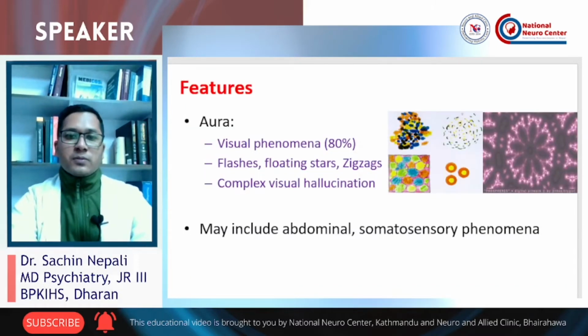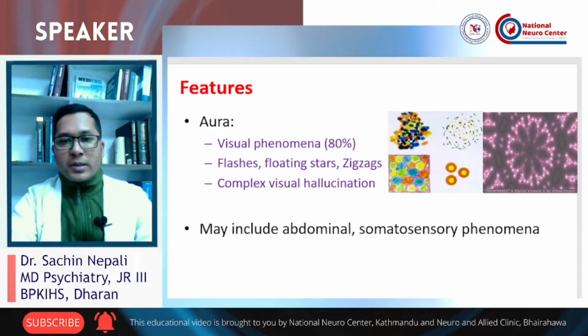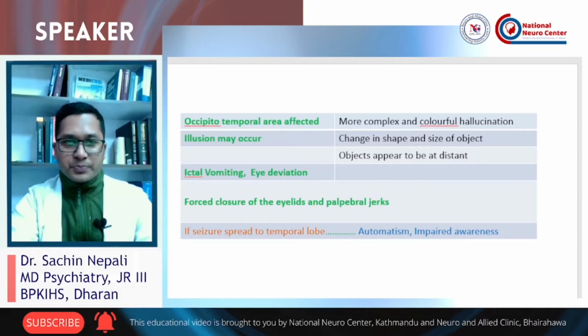What are the features of occipital lobe epilepsy? Visual phenomena, aura seen in more than 80%, like flashes, floating stars and zigzags. We can see those in the pictures also. These are all elementary hallucinations, that means poorly formed hallucinations, either only flashes or floating stars or zigzags. And also there could be complex visual hallucinations, and other features could be abdominal or somatosensory phenomena.